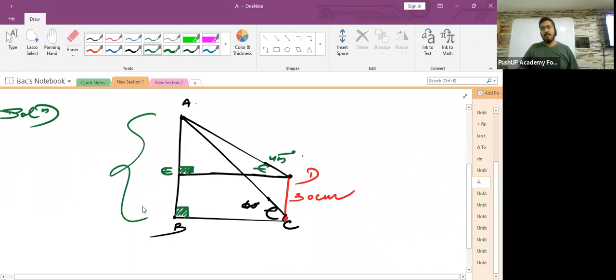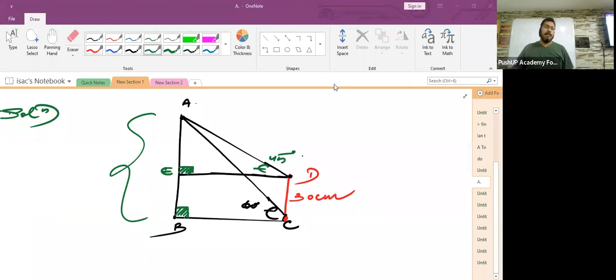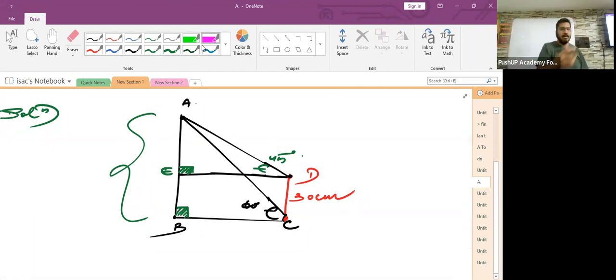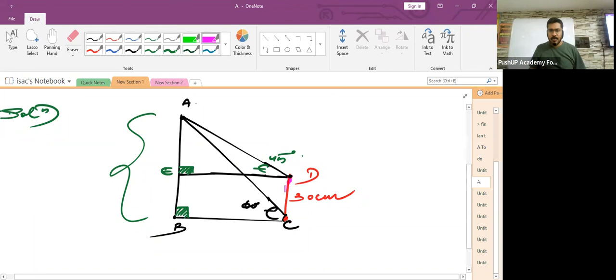That is the height of the tower, right? Okay. Children, again by using the properties of a rectangle, you know that in a rectangle, the opposite sides are equal. So if DC is equal to 30 centimeter, then EB will also be equal to how much? 30 centimeter, because opposite sides are equal.